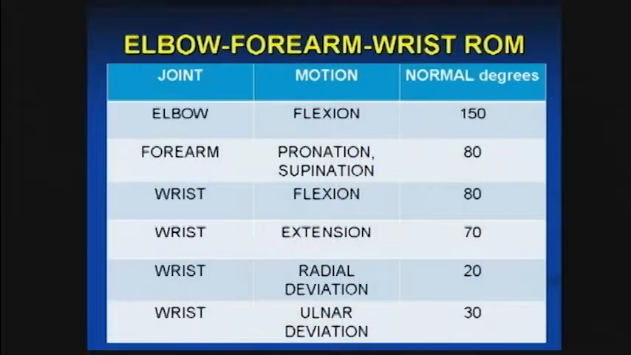Elbow, forearm, wrist, a combination of motions. Elbow bending, 0 to 150 degrees. And of course, extending would be 0, so we left extension out. It goes just to a straight line. Forearm: if you have your elbow bent, your arm at your side, and you turn your palm up, palm down, that's supination, pronation. So supination, palm up, 80 degrees. And then, of course, palm down, 80 degrees as well.